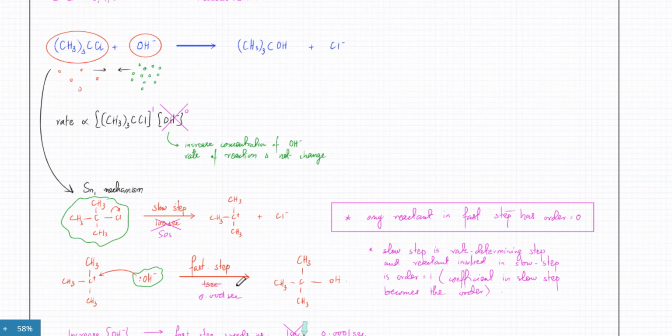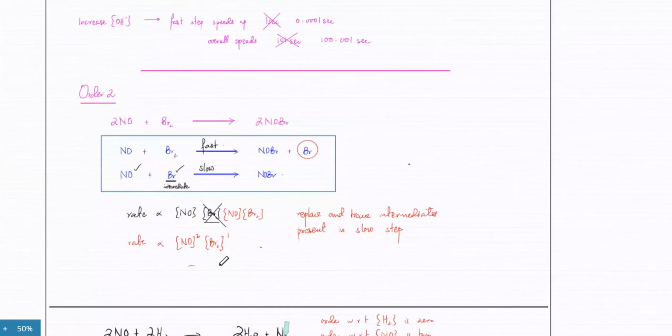If this takes 100 seconds, this takes 1 second. I mean, it's pointless to increase the 1 second step. You increase the concentration of OH ion, and nothing much happens to the overall speed of the reaction. What will it become from 101? It will come to 100 seconds. So pretty much negligible effect happens.